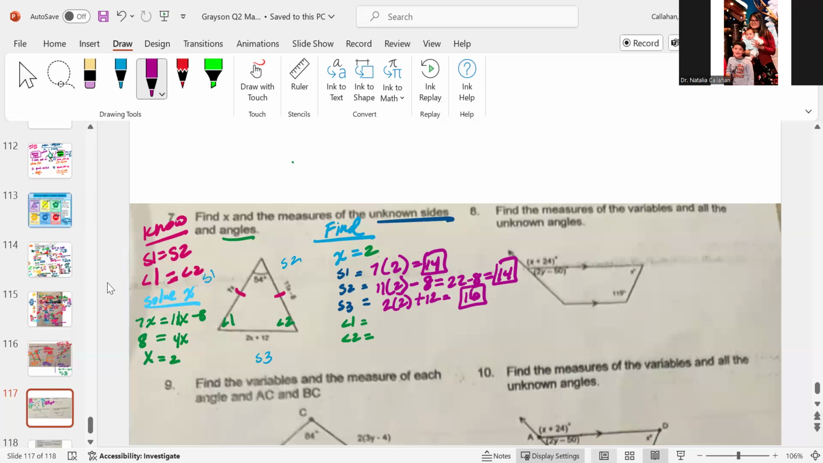Let me know when you're ready. Okay, what's left? Angle 1 and angle 2. What do we know about angle 1 and angle 2?